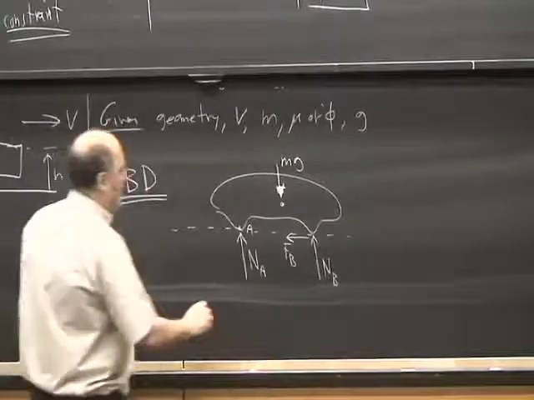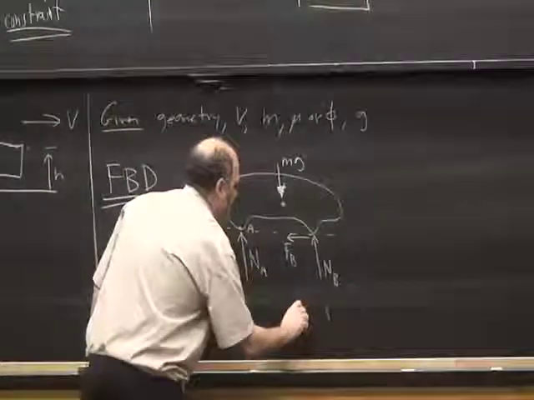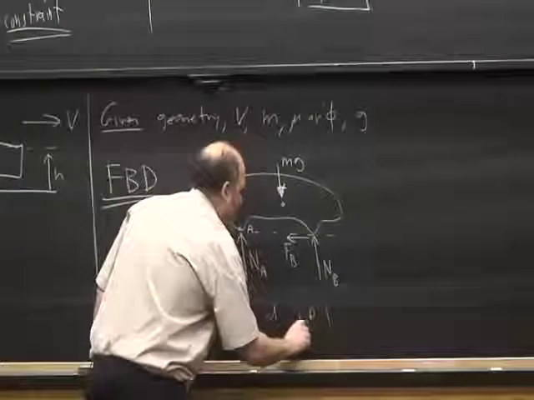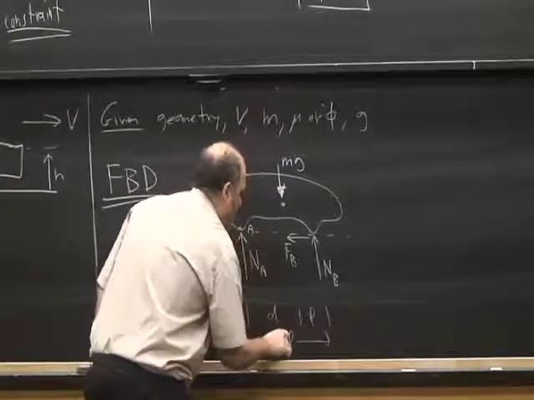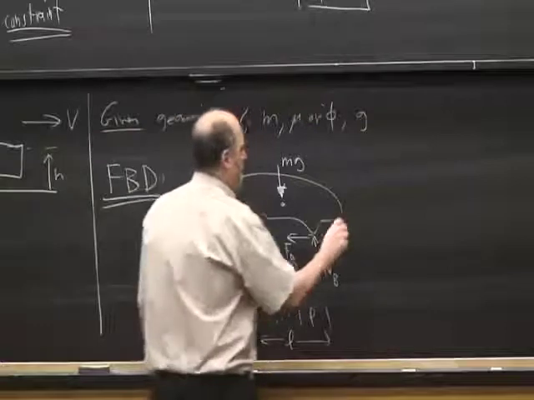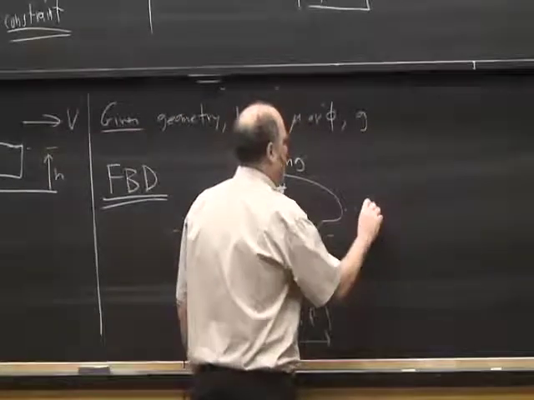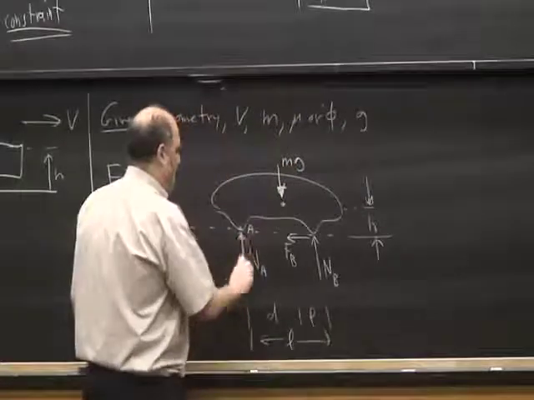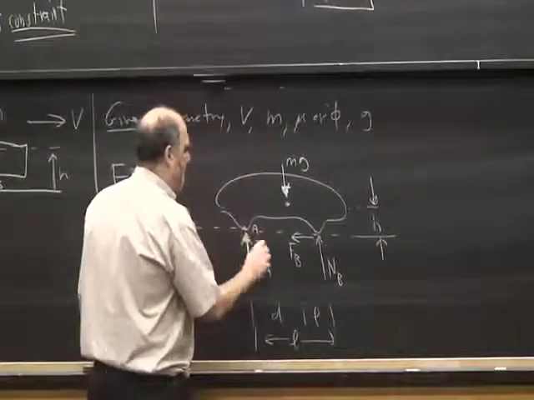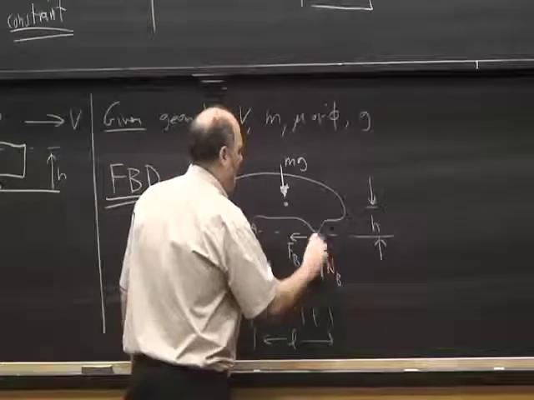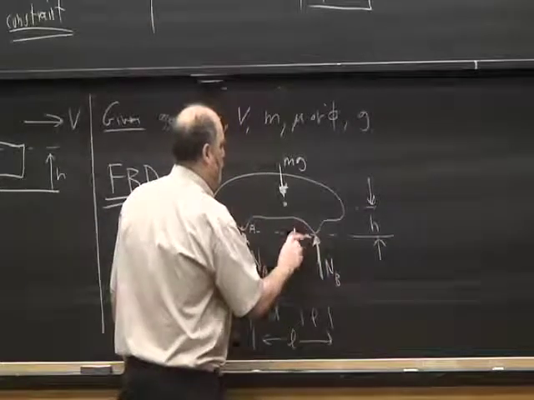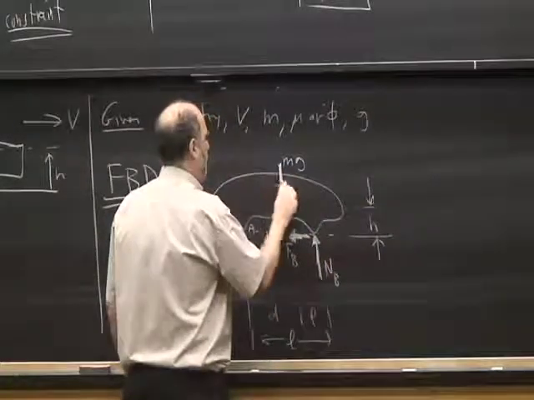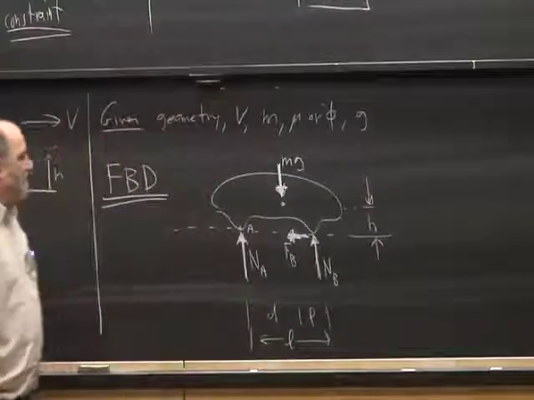And off on the side, we can show that we know the dimensions of things like this. And we know the height of this thing over here is h. But these are little small arrows, so that we don't confuse them with these big force arrows on this free body diagram. Okay, any questions about this free body diagram?